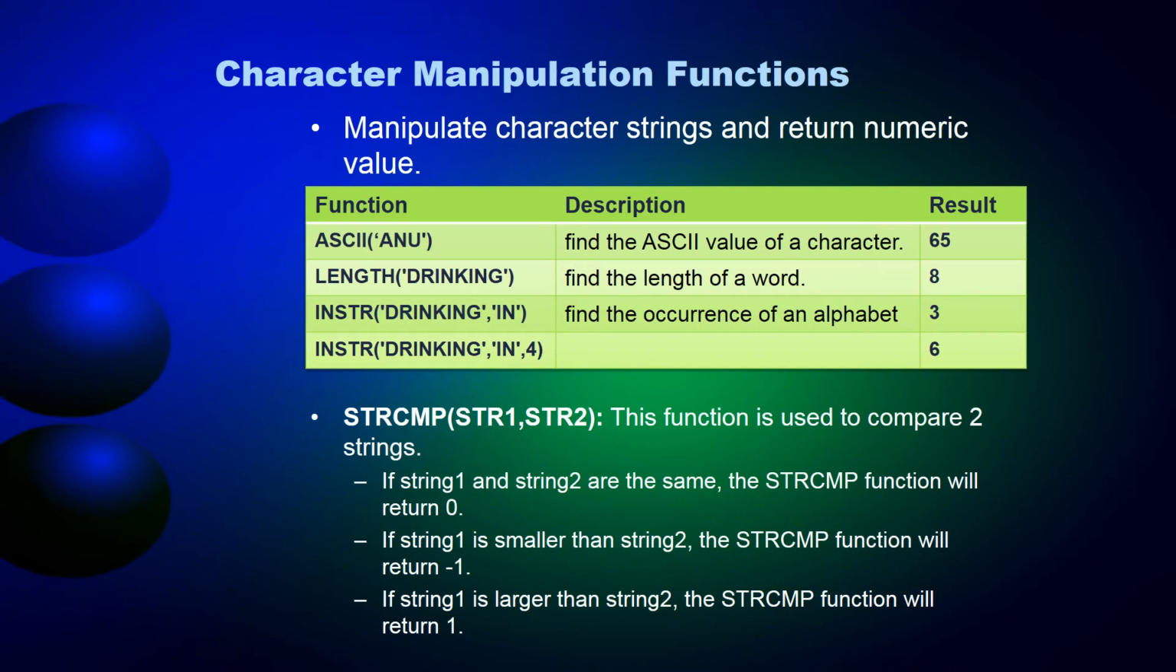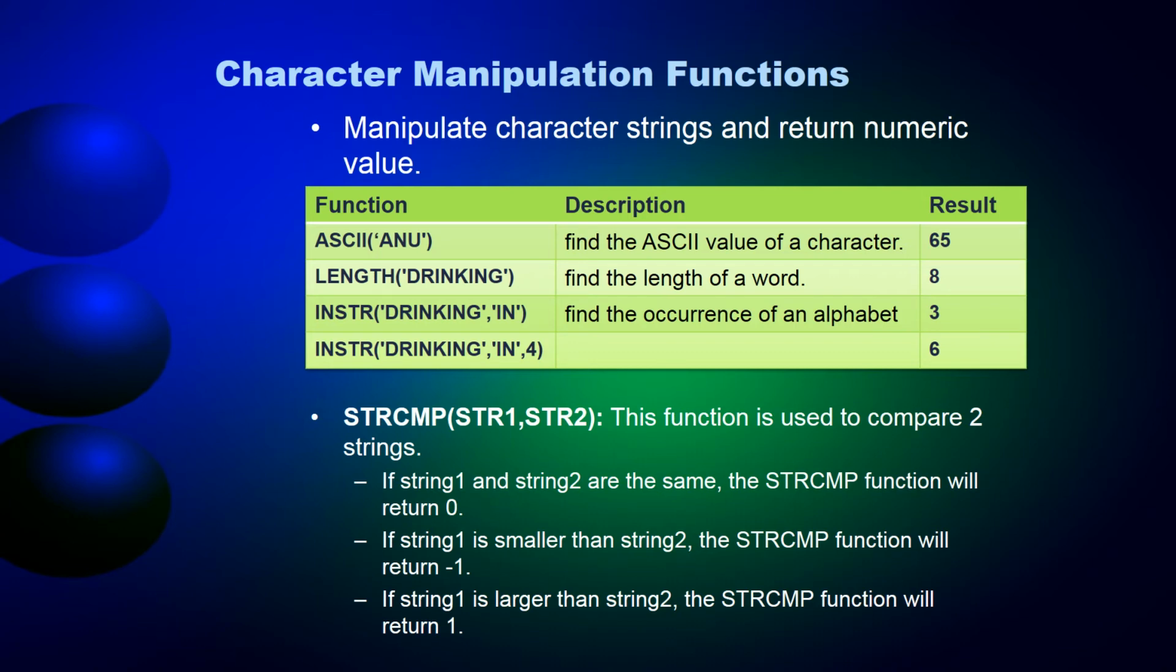Next is the INSTR function with 3 arguments. If you give the third argument, it will find the substring from that particular position. For example, INSTR of drinking, comma IN, comma 4. So it will start finding the substring after the 4th character in the main string. So it will return 6.